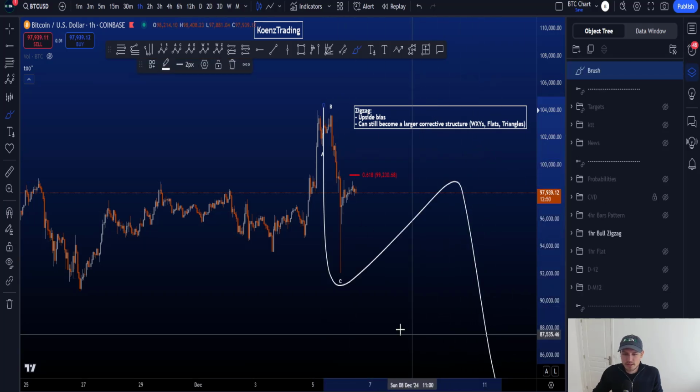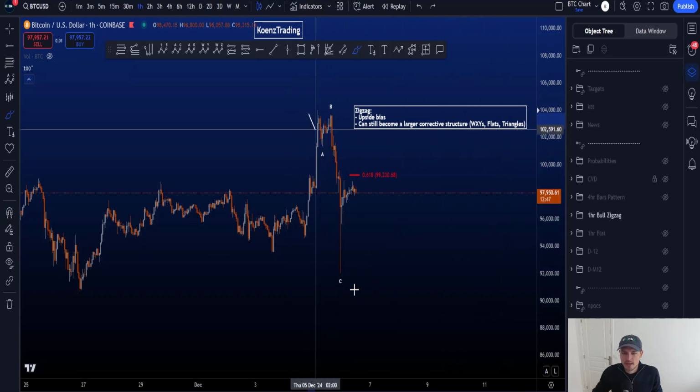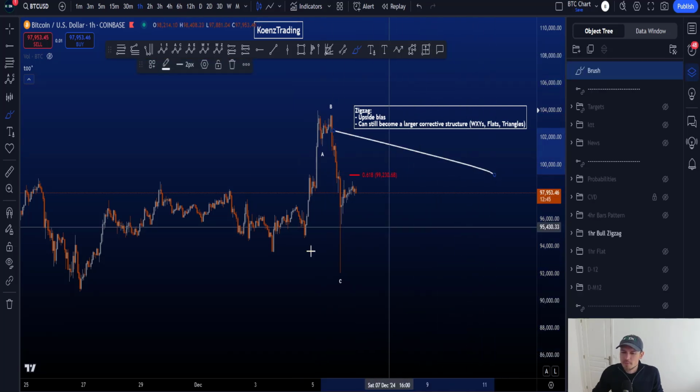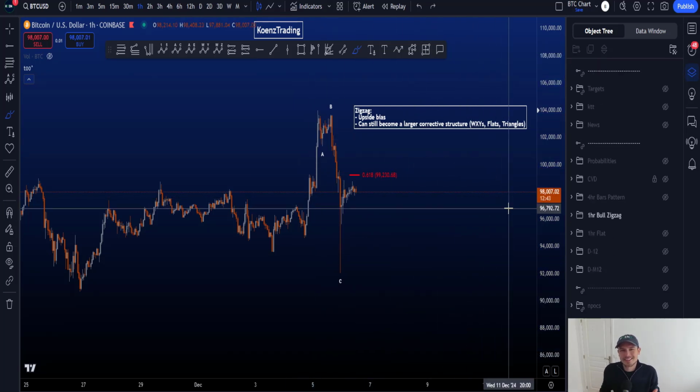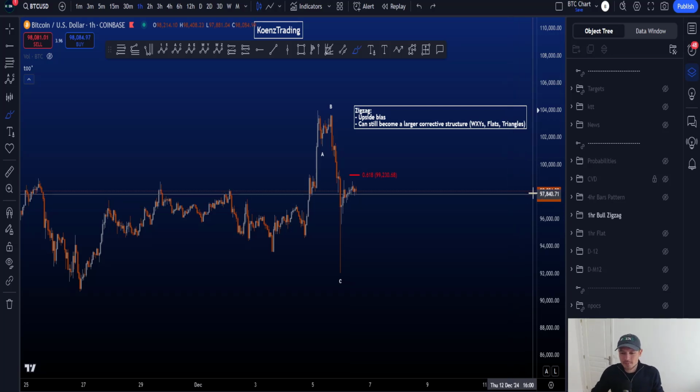It can be a double zigzag, a WXY, a sideways, it can even be a flat again, it can even be a triangle. That's the problem with a zigzag that starts a correction. It opens the door to many different things, right? So it's a little bit tricky.